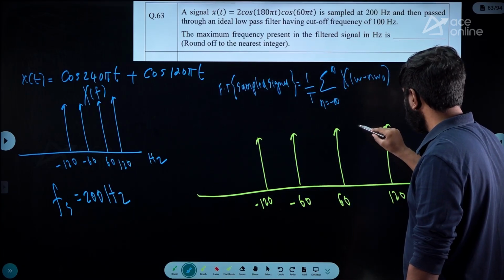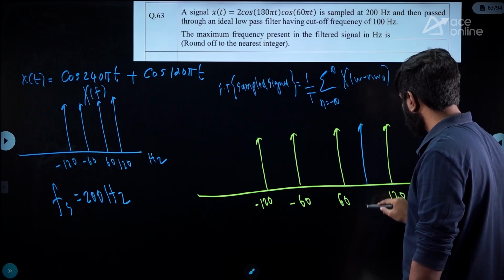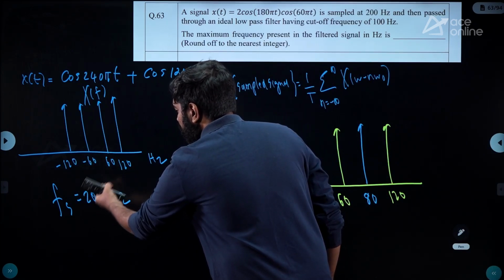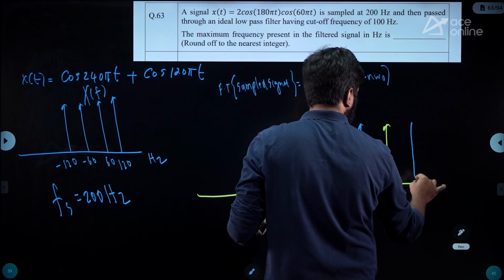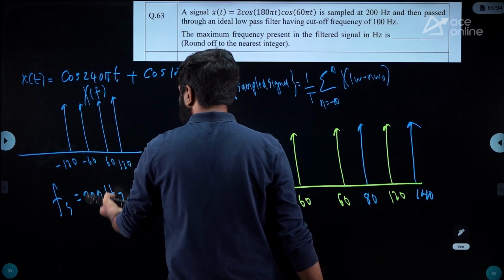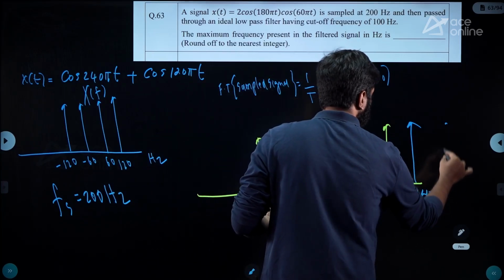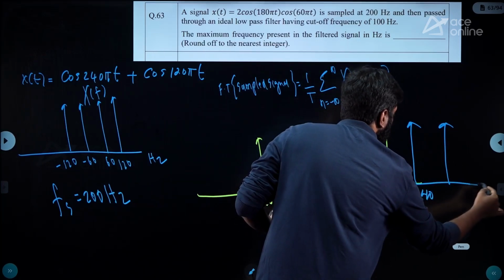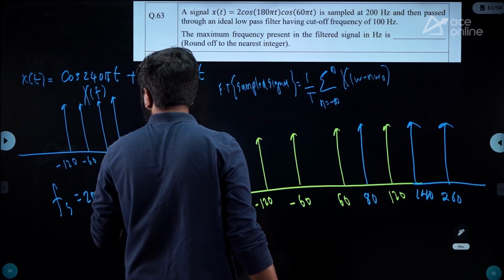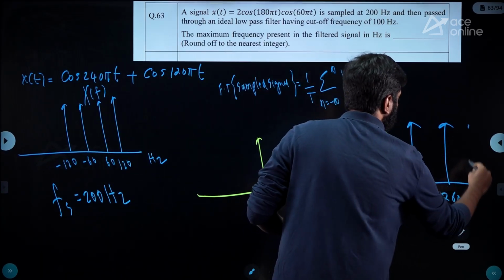Where shall I draw 80? So this is where you have to draw 80. Next, minus 60 plus 200 is 140. Next, 60 plus 200 is 260. And then 120 plus 200 is 320.